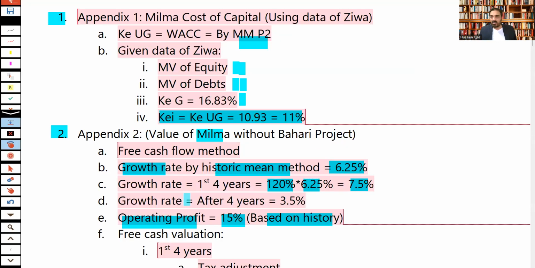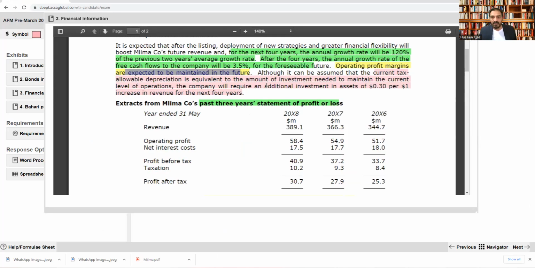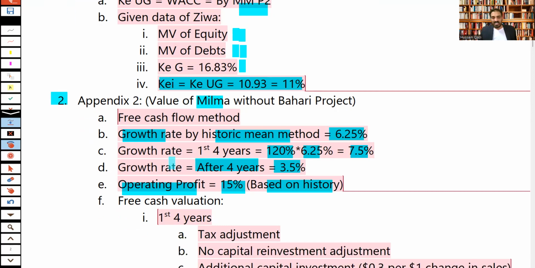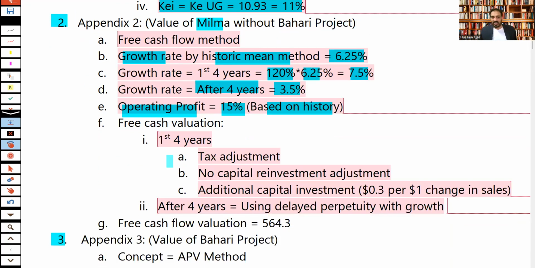Sir, what about the free cash flow growth after 4 years? Here it is mentioned 3.5%. So after 4 years, the free cash flow growth is 3.5%. So B and C, growth rate of revenue. D, growth rate of the free cash flow after 4 years. E, operating profit growth rates. These are the basic variables you need to identify. Then apply the things accordingly.